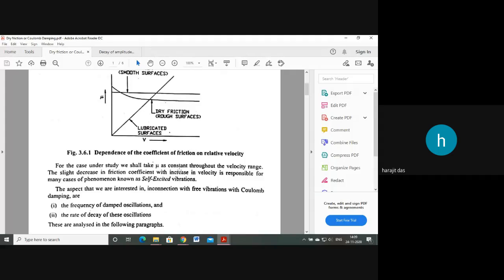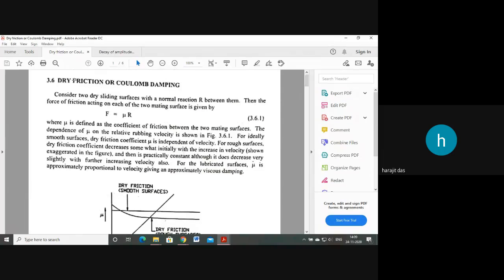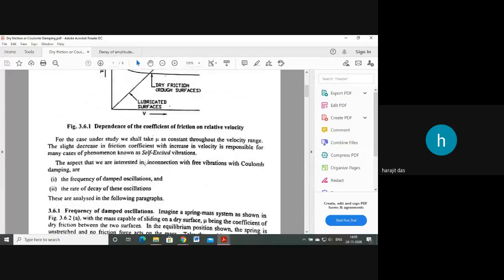For some extent, and if there is a slight decrease in friction coefficient with increase in the velocity, then there will be a self-excited vibration. So here in this dry friction, you should know the other name of this dry friction, that is also called Coulomb damping. Two basic things we are actually interested in.